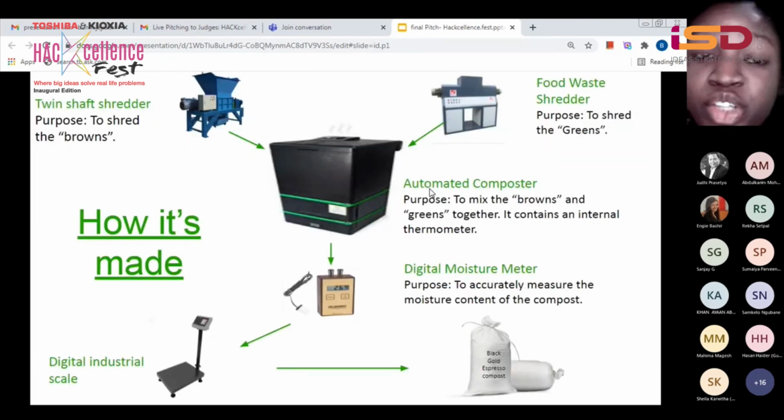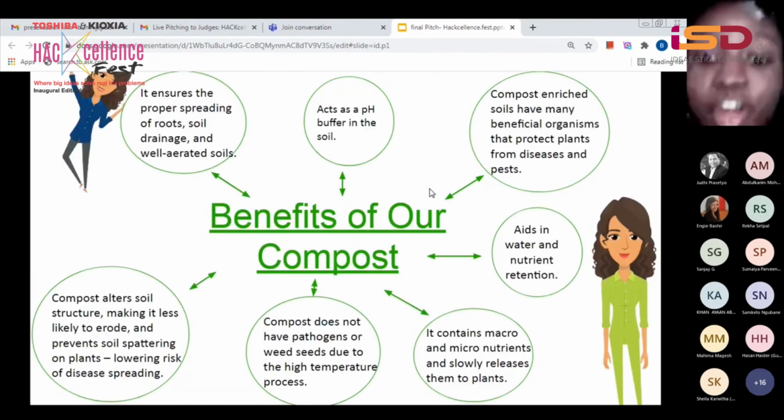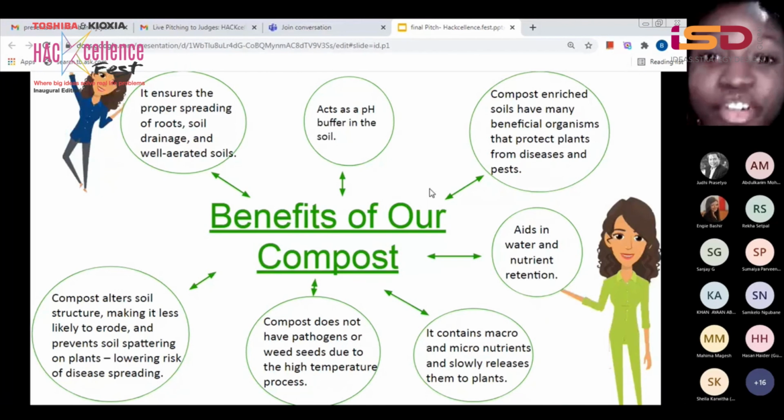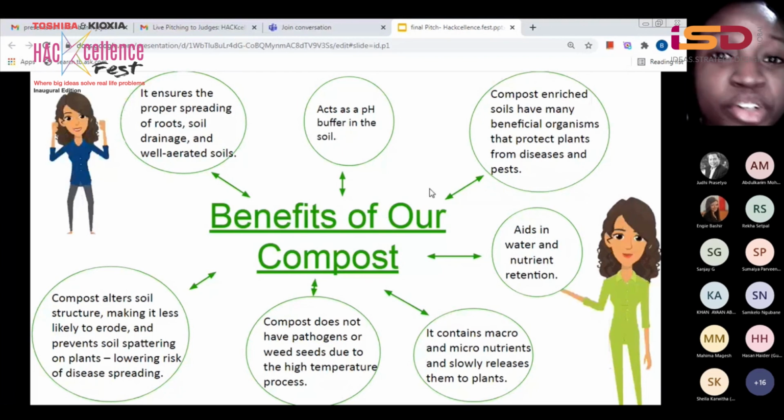Equipment needed include a twin shaft shredder, a food waste shredder, an automated composter, a digital moisture meter, and a digital industrial scale. The site layout plan of our proposed factory. Amongst other benefits, our compost contains macro and micronutrients and slowly releases them to plants, acts as a pH buffer in the soil. It also aids in water and nutrient retention.